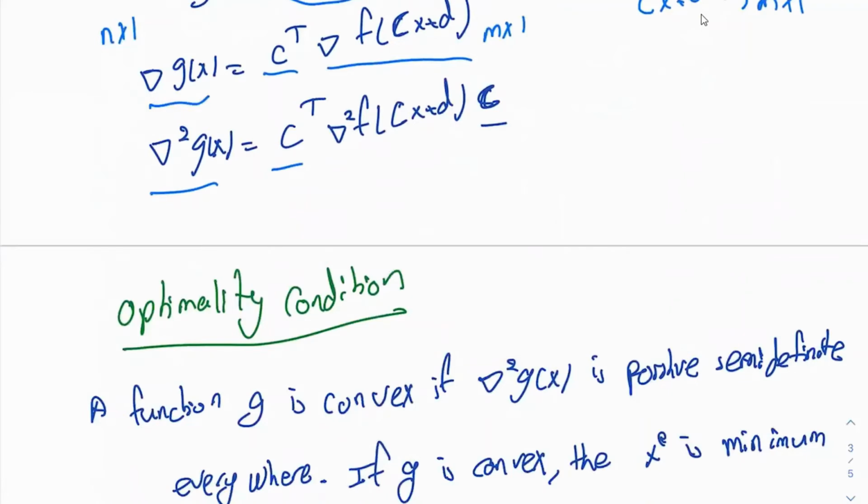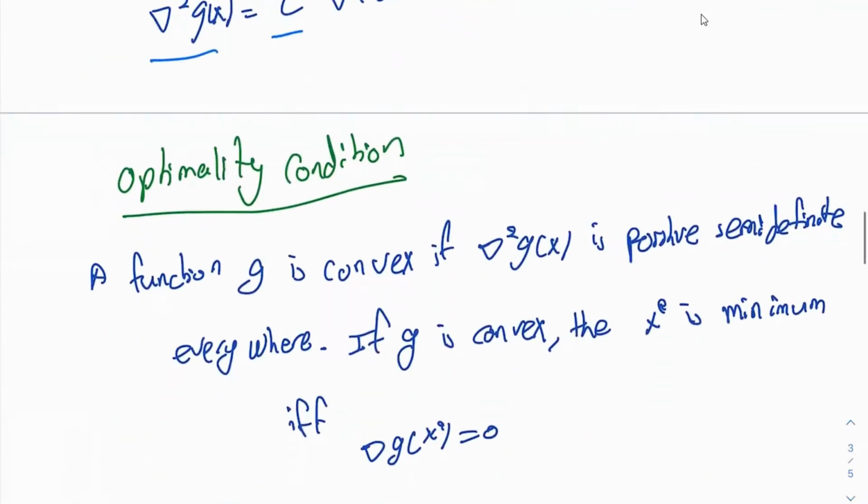Okay, now let's talk about the optimality condition. So first, let's talk about convex functions. Convex functions have numerous applications in the real world, and that's why they are studied a lot in the literature, because they have very interesting properties, right? So right now we're going to look at some of them. A function g is convex if its Hessian is positive semi-definite everywhere, meaning the second derivative of the function is positive semi-definite everywhere.